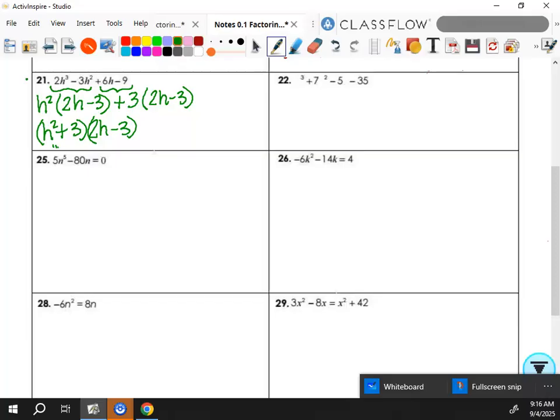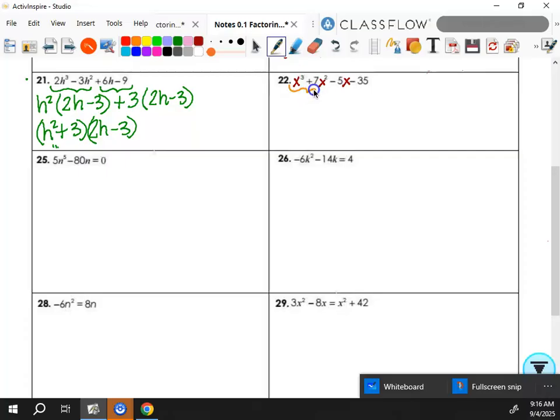On 22, I don't know what the variable was supposed to be, but let's just put an x in there. So it should be x cubed and x squared. I don't know why. Sometimes things just, poof, they're gone. Oh, and then this would be an x right here. So we're going to factor by grouping.